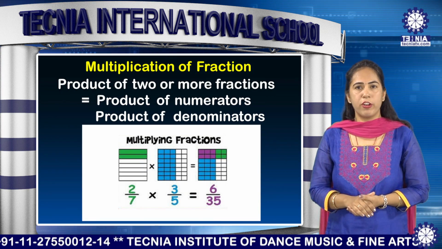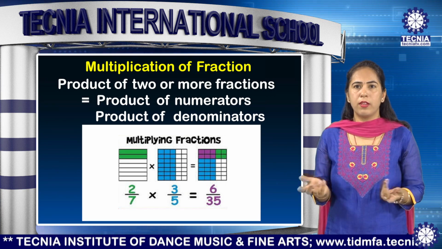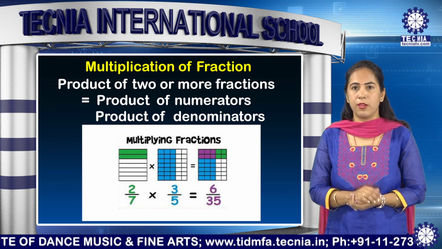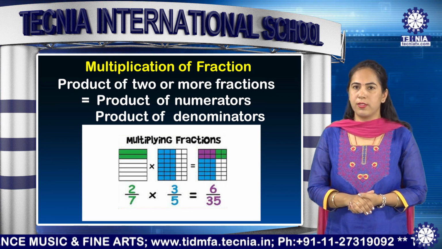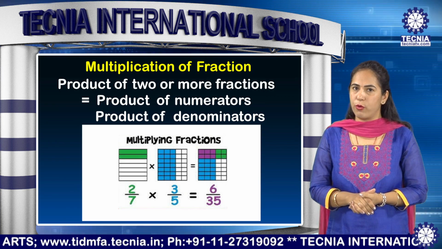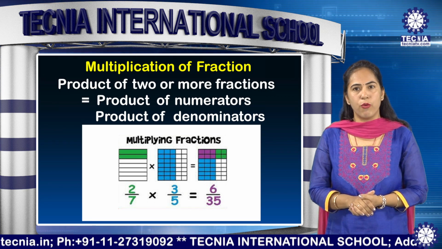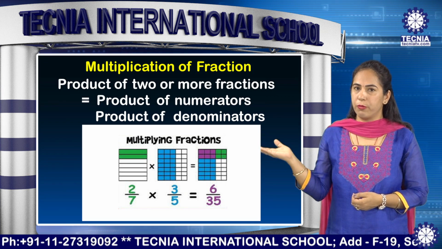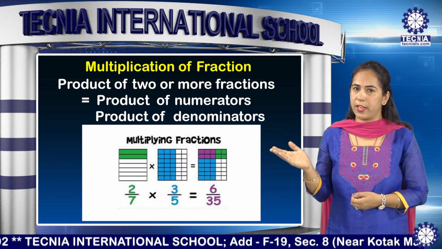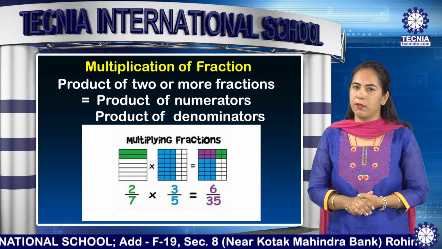Multiplication of fractions. For example, there is a chessboard and you have to find its area, where the length of one side is 5 3 by 4 centimeter. So to get the answer, we need to multiply the side with the side, as a chessboard is a square. So when we multiply 5 3 by 4 with 5 3 by 4, we get 23 by 4 into 23 by 4. Multiplying the numerator with the numerator and the denominator with the denominator, we get 529 by 16. We always give the answer in the lowest form or in the mixed form.